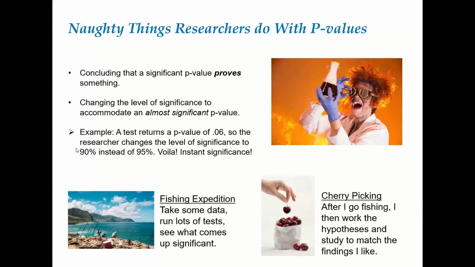If you want to be able to say that a p-value of 0.06 or 0.07 is significant, set your level of significance higher so that you can say right up front. You can't change it after the fact. Do it before. Another one is a fishing expedition. People take some data, they run a lot of tests, and they see what comes up significant, right? And then they write those up.